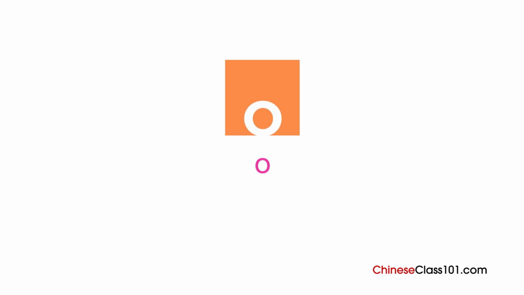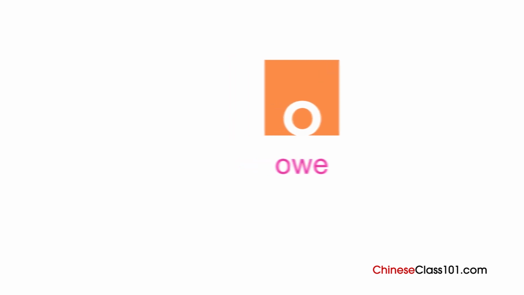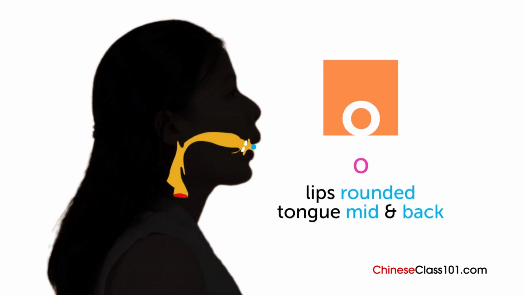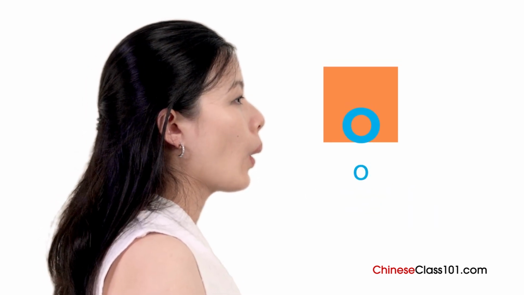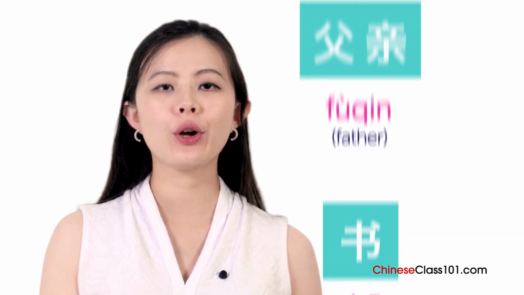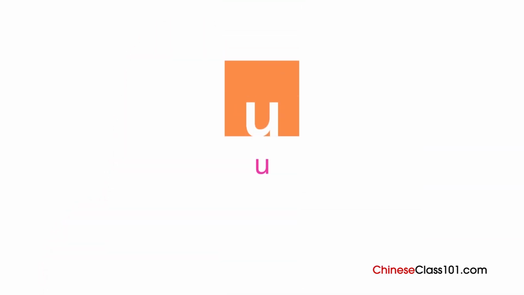The O becomes a little bit like the O sound in the word O. However, try not to carry over the W sound too much. And the last vowel is 乌，哭，书，父亲. It's similar to the double O sound in the word boot.